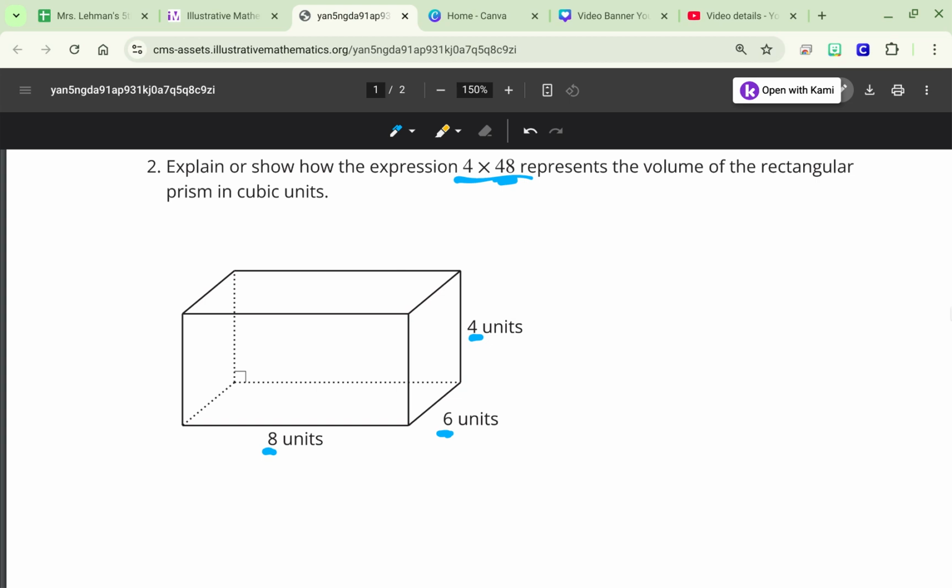Well, 8 times 6 is 48. So the area of the base, when I multiply those two numbers together, 8 times 6 gives me 48. And then I can actually end up with 4 layers that have the 48 cubes. So we brainstormed a little bit.